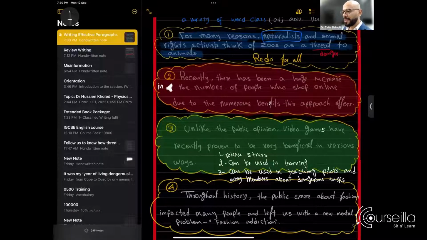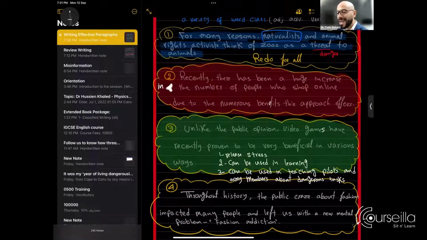Number 1: for many reasons, naturalists. What does naturalists mean? Be careful not to confuse this word with nutritionists. No, naturalists. My assistants, please keep students who have noisy mics on mute. What does naturalists mean, kids? Quickly. Does anyone know? Hurry up. People who are interested in the study of nature.